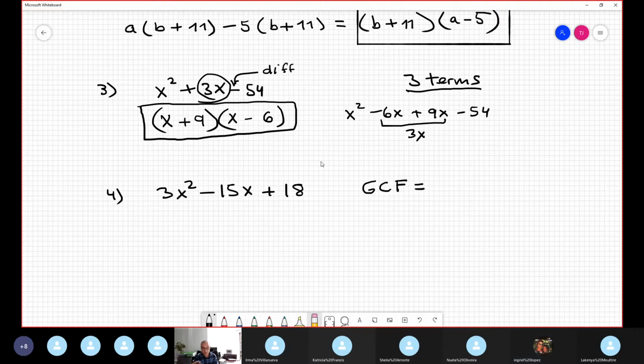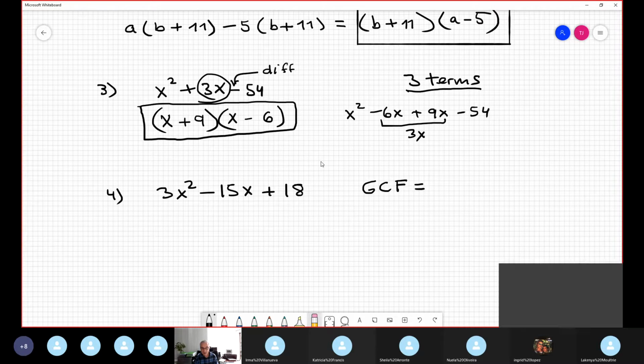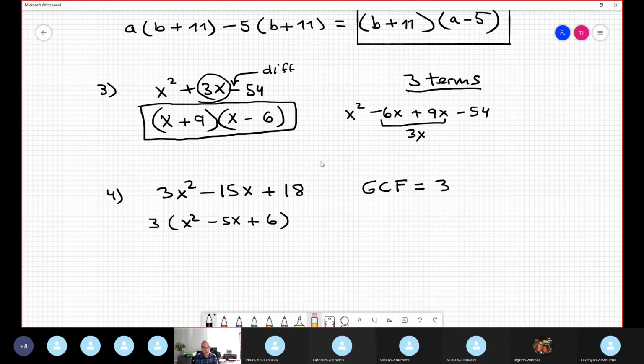Okay, wait. The methodology to do the factorization is always the same, and the student normally forgets. The first thing you should do is GCF. Do we have a GCF here or no? What do you think? Greatest common factor. What is the greatest common factor? 3. Very well. Do you factor out 3? So we have x squared minus 5x plus 6. Yes or no?